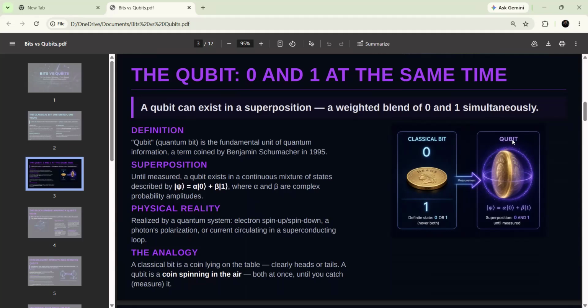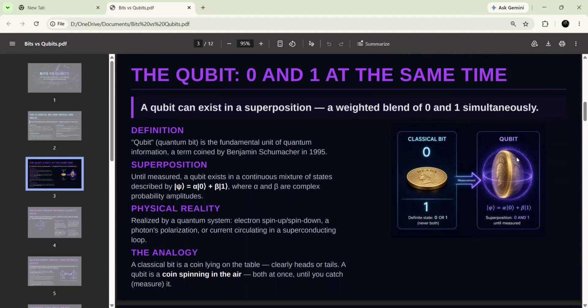But in a qubit, what are we going to get? We are going to represent multiple states. It means we are going to represent both the 0 and 1 state simultaneously. So it is going to exist in multiple states at the same time, and whenever it exists in multiple states at the same time, that is what we call superposition.